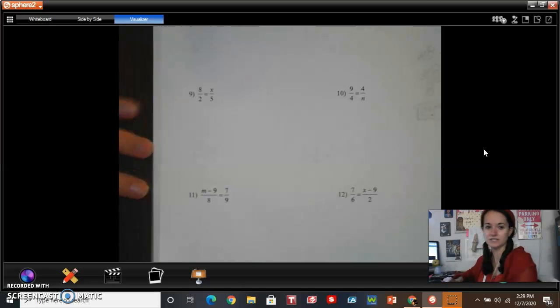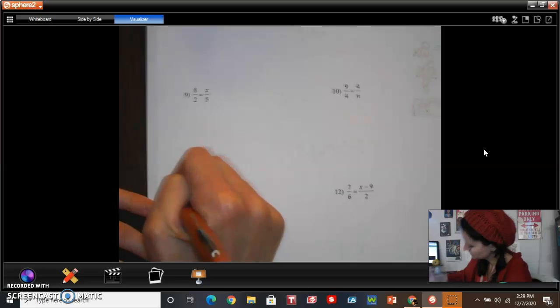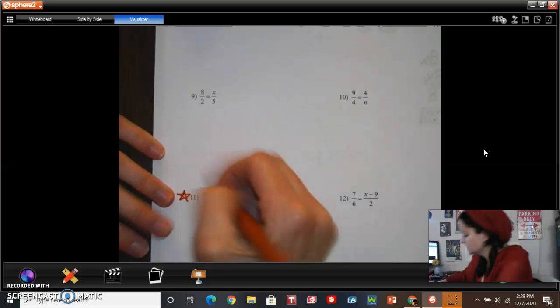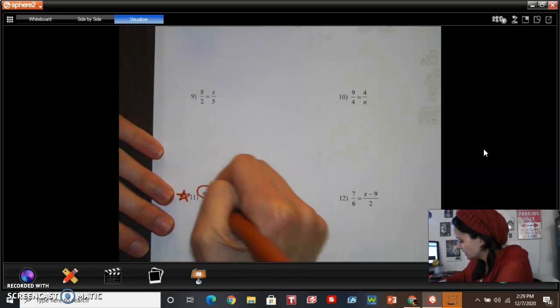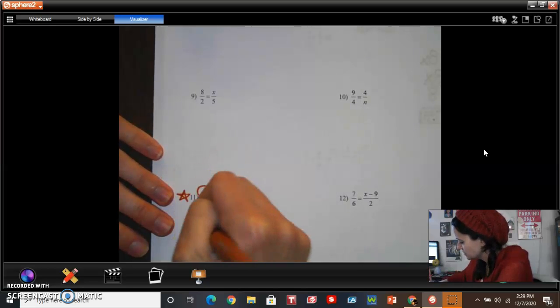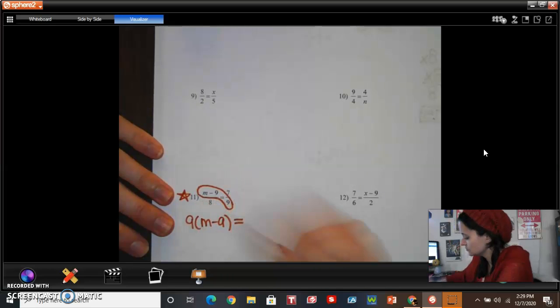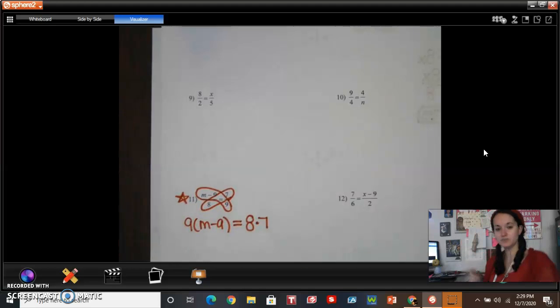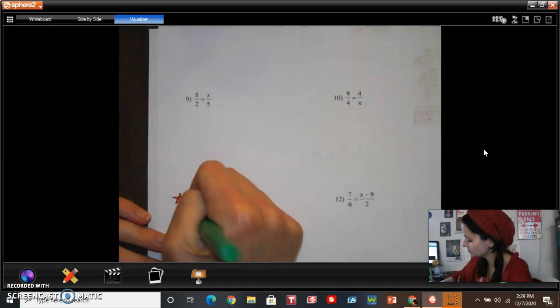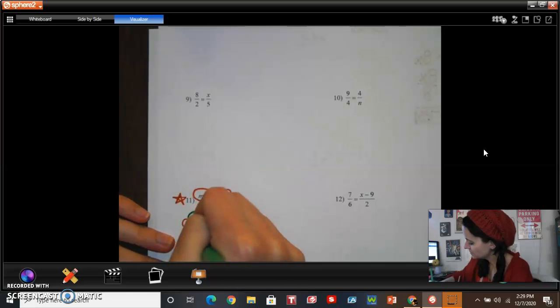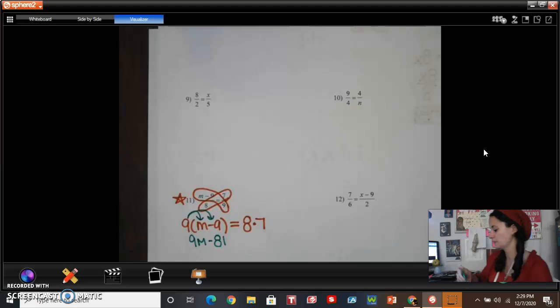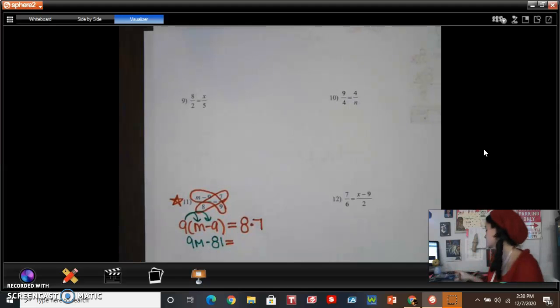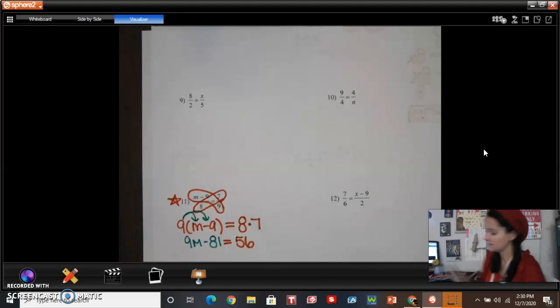All right, now I'd like to do another one with you. We're going to look at number 11. Again, we're still doing cross multiplication here. So we're going to multiply 9 times m minus 9 is equal to 8 times 7. Now anytime you have parentheses, remember whatever is right outside that parenthesis multiplies by everything in it. This is called the distributive property. So we've got 9m minus 81 equals, we have 8 times 7, 56.